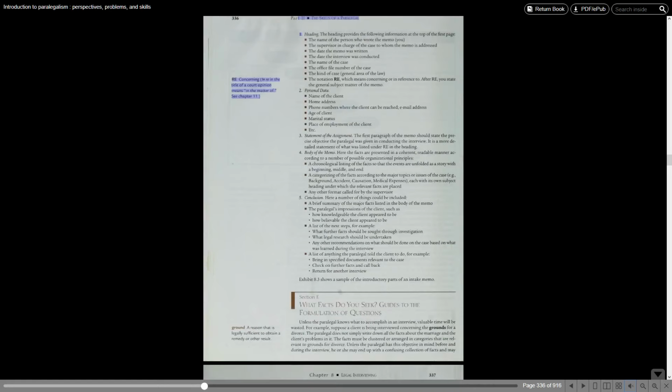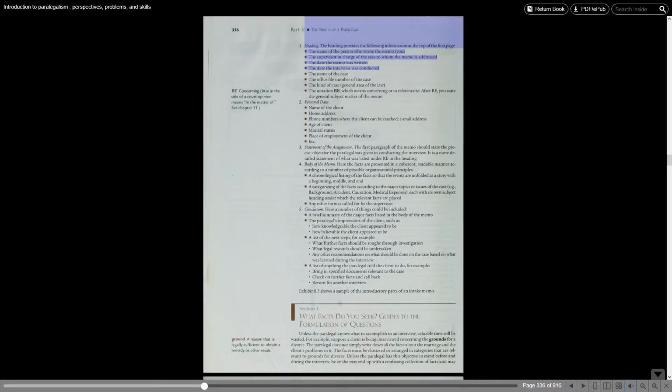Re, concerning, in the title of a court opinion means in the matter of. See Chapter 3. One, Heading. The heading provides the following information at the top of the first page: the name of the person who wrote the memo, the supervisor in charge of the case to whom the memo is addressed, the date the memo was written, the date the interview was conducted, the name of the case, the office file number of the case, the kind of case or general area of the law, and the notation Re, which means concerning or in reference to. After Re, you state the general subject matter of the memo.